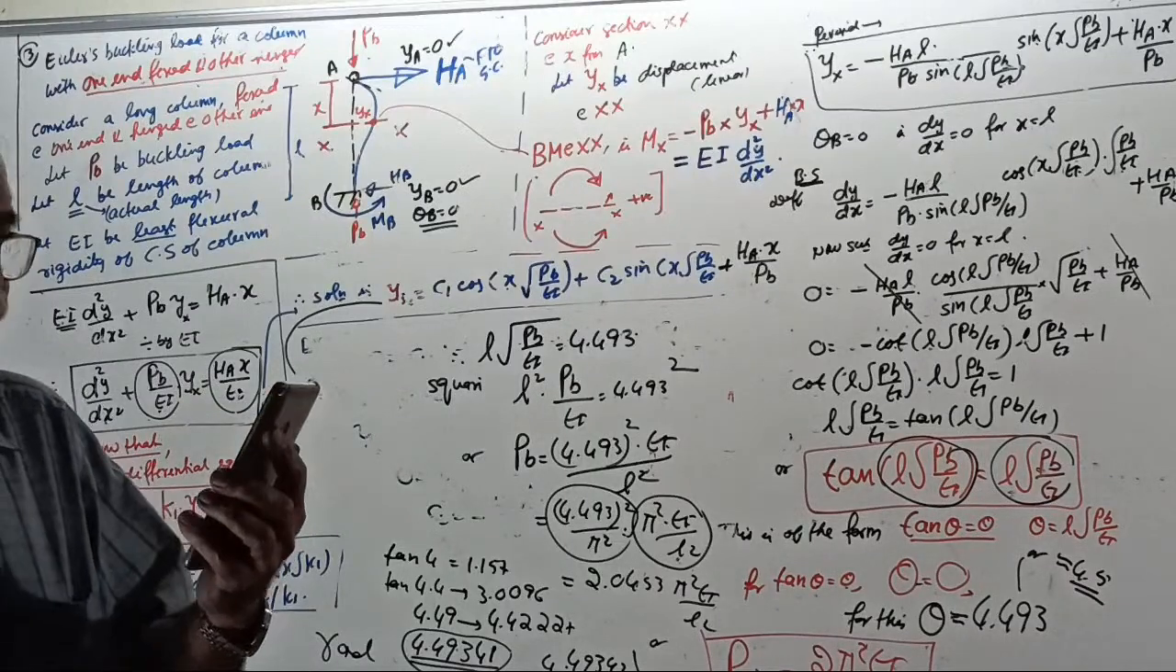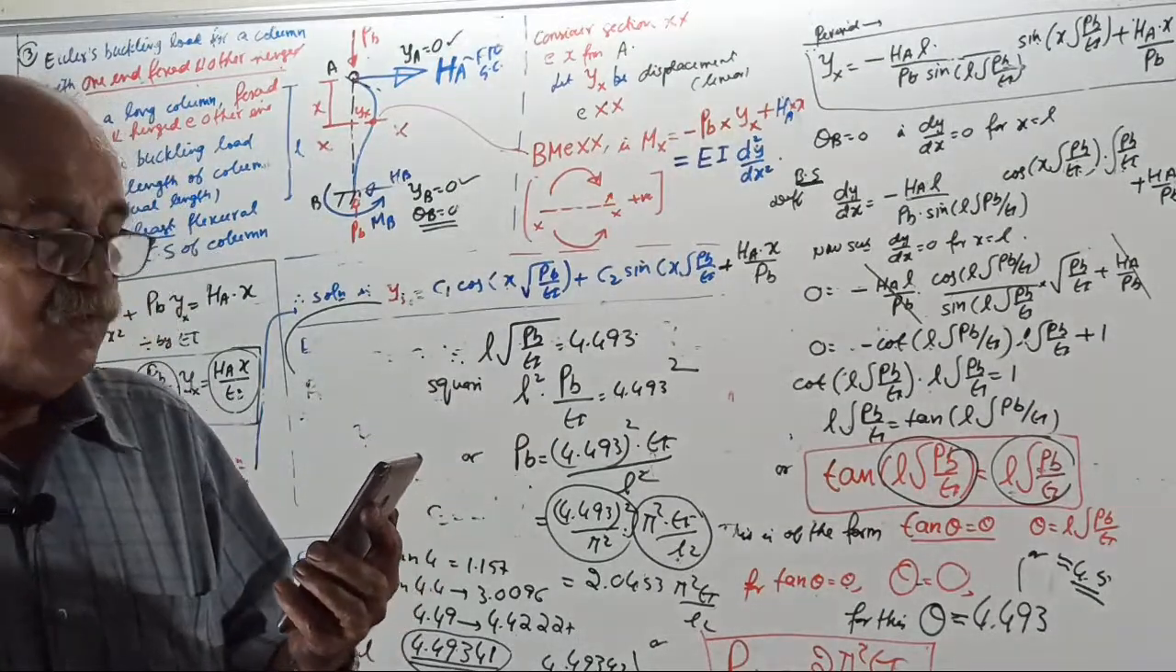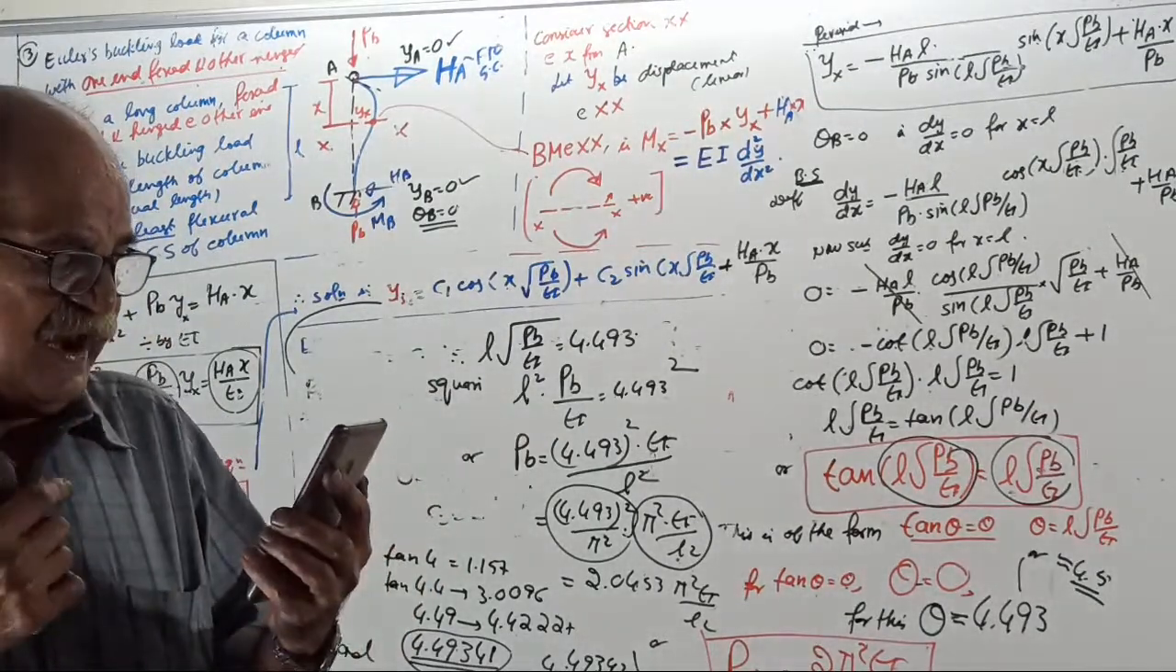For that, the answer is pi square EI divided by 4L square. What other case? One end fixed, other end free.